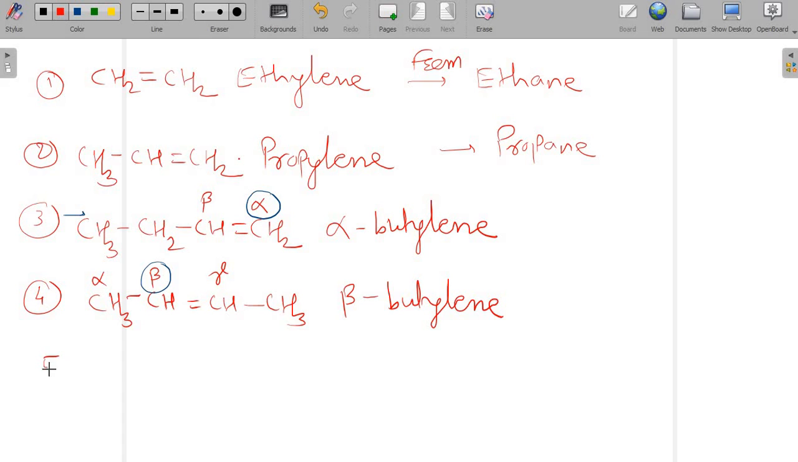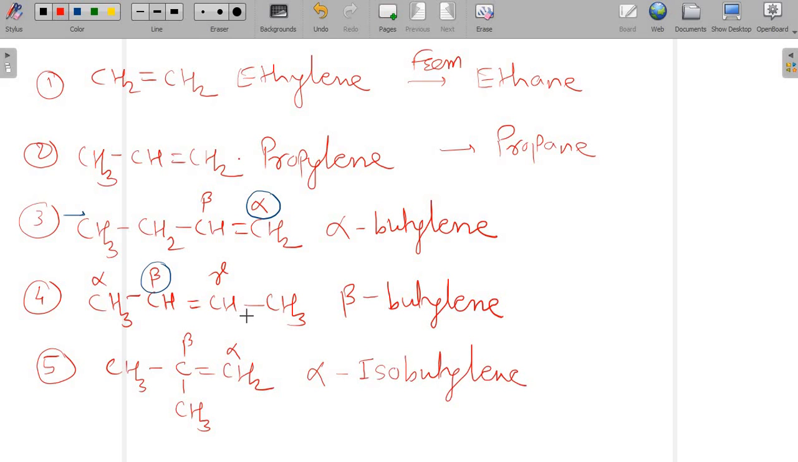If you see the next example, CH3 C CH3 double bond CH2. So it is alpha and it is beta. That's why it is alpha. Then the prefix is iso because the second carbon of the chain contains one methyl group. Hence it is alpha isobutylene.